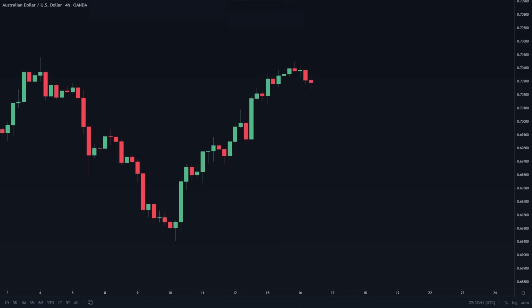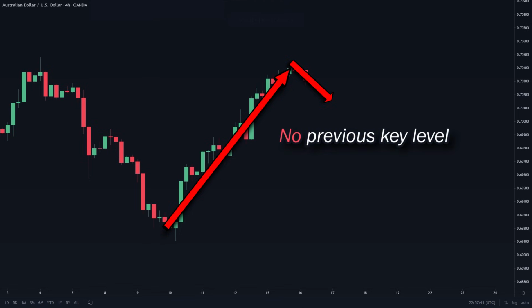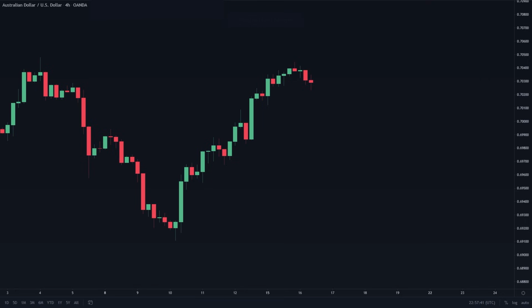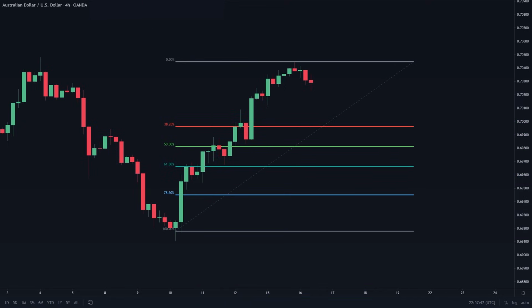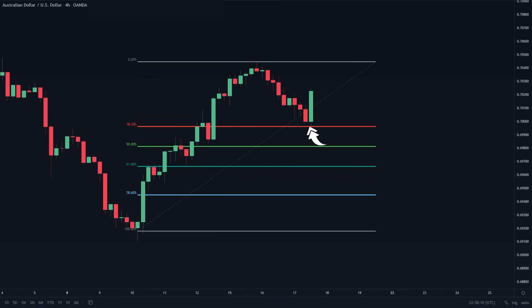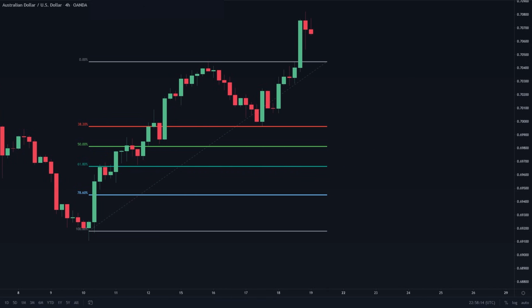However, what if the chart looks like this instead, where the price went up and made a pullback, but there are no previous key levels? How do we know when this pullback will end? And this is where the Fibonacci retracement tool comes in. So as I plot the tool onto our chart, notice that we now have these Fibonacci-based key levels generated by the tool. And as you can see, the price hits one of the levels and bounced upwards. So it's widely known among traders that price tends to respect these levels.